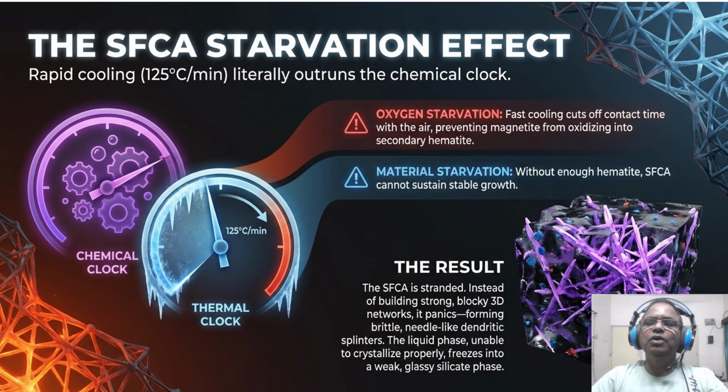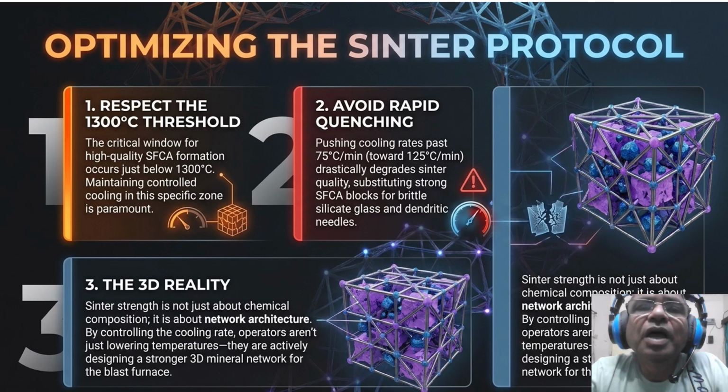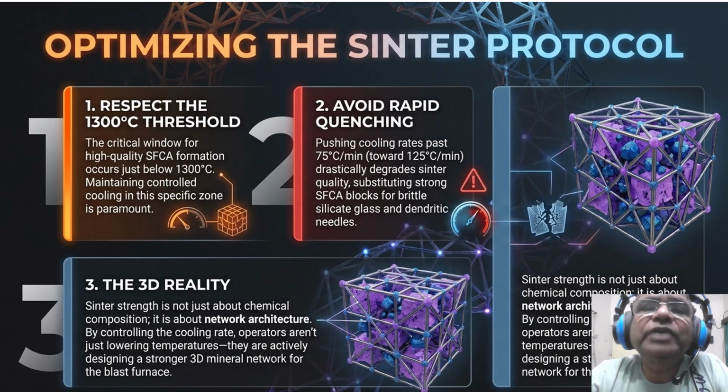Coming to our next slide, which is about optimizing the sinter protocol. To optimize sinter quality, operators must respect the 1300 degrees centigrade threshold and avoid rapid quenching past 75 degrees centigrade per minute. Sinter strength is ultimately a matter of 3D network architecture. By controlling the cooling rates, we are not just lowering temperatures, we are actively designing a stronger mineral network for the blast furnace.